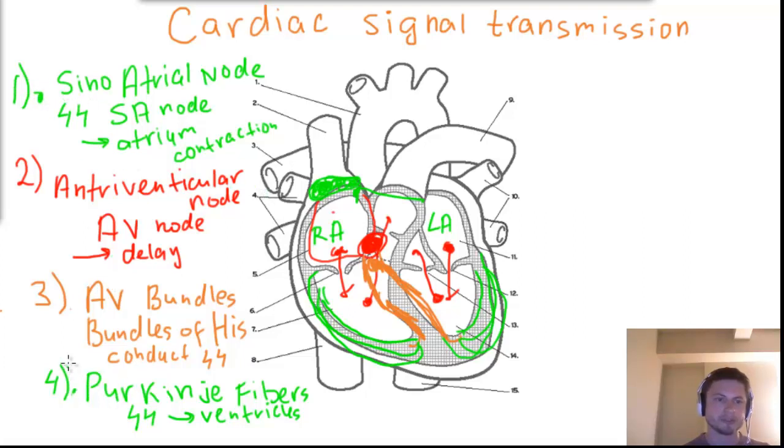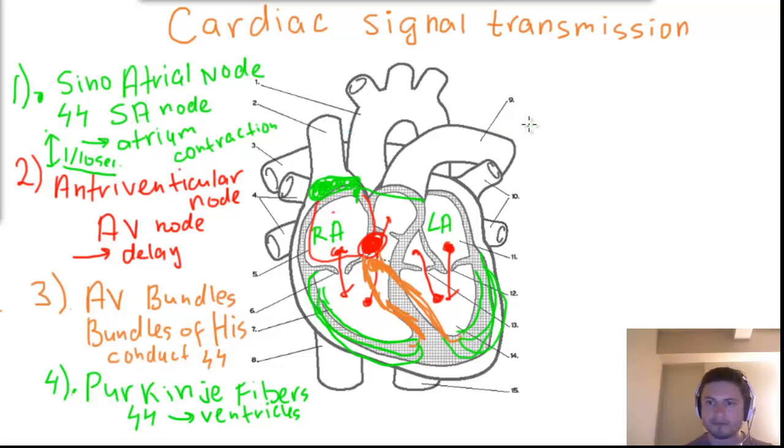Now there's a delay between this here and this here. The delay is under 1 second, and that's why you actually hear the boom boom: it starts with your atria and then goes into the ventricles. The delay between these two is around 1/10 of a second, but you don't really have to know this.